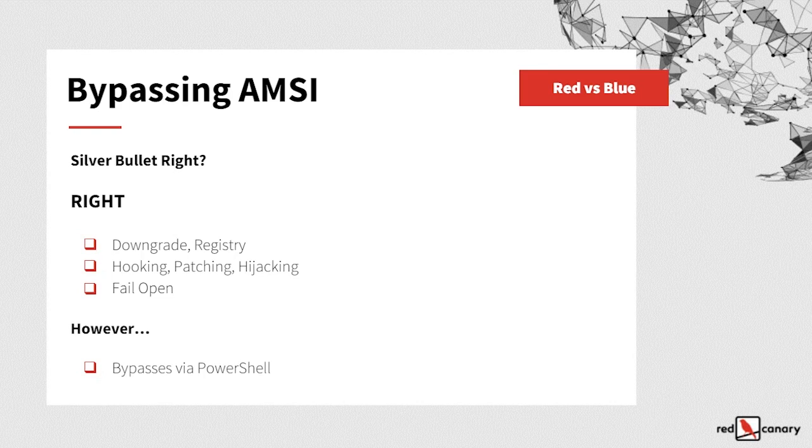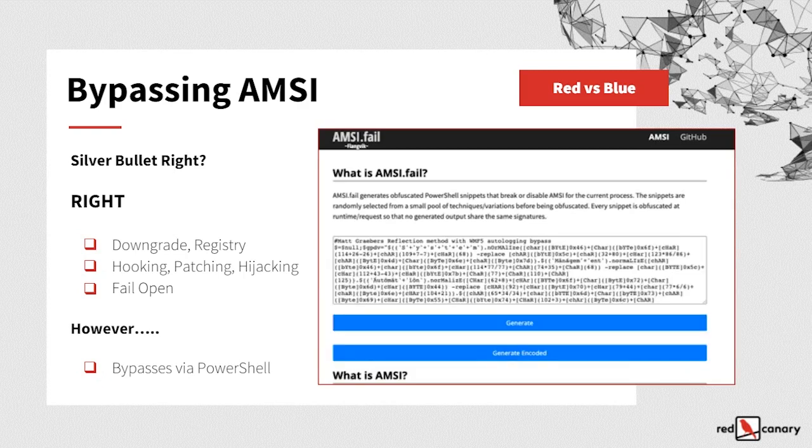All right. So as Matt mentioned, with Scriptblock logging, AMSI can also be bypassed. Like we said, it's a cat and mouse game. We get a solution to stop them and figure out ways to do it. AMSI isn't a silver bullet. So AMSI.fail is a popular website to generate known methods for AMSI bypasses. However, there's a large number of additional ones, as you can see to the right. There's downgrading, registry changes, hooking, patching, DLL injection.